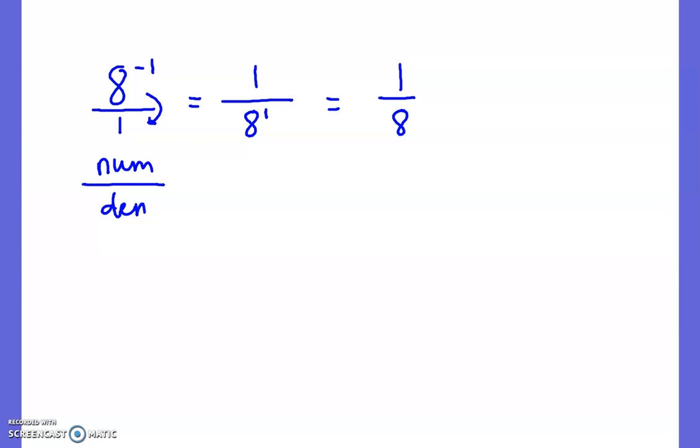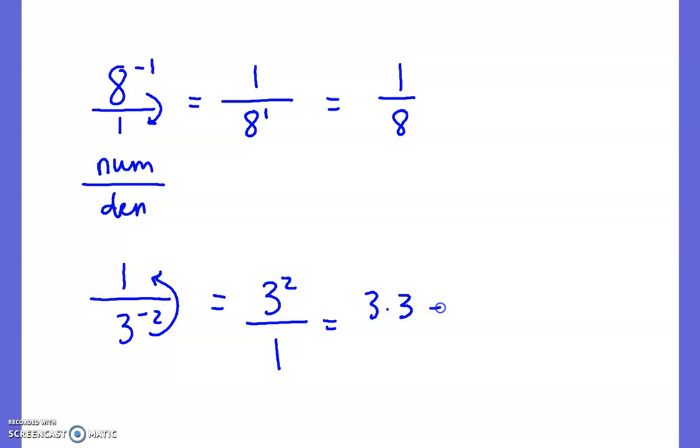Okay? If I have 1 over 3 to the negative second power. Again, I cannot have a negative exponent, so to make just the exponent positive, I need to move it places. So it is going to come from the bottom to the top. And when we do that, it now becomes 3 squared over 1, which we don't write over 1 in our answer. So what's 3 squared? 3 times 3. Which is 9. Okay?